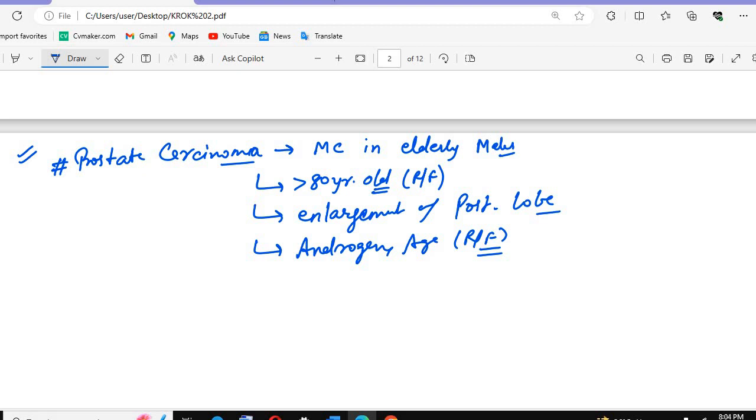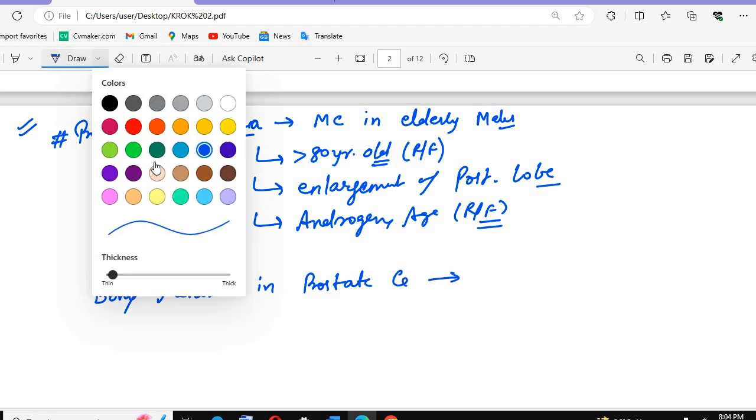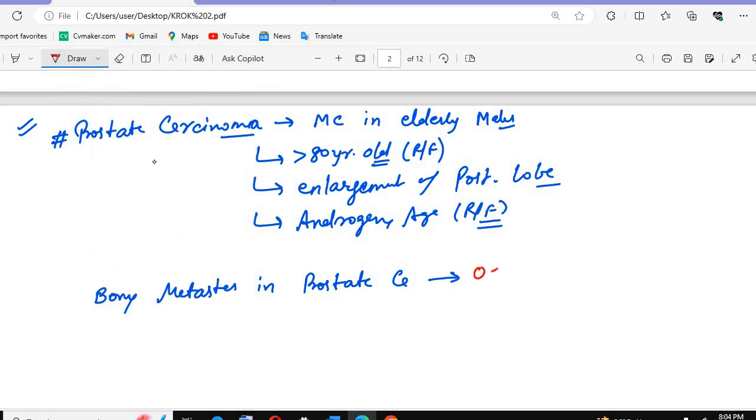It can spread locally to areas like the seminal vesicles and urethra. It can involve the bone particles. There are two conditions, and it can also have metastasis. If you see bony metastasis in prostate cancer, this is the osteoblastic condition.